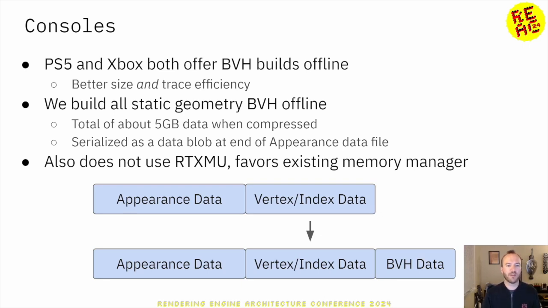As far as how data was serialized, vertex and index data is tacked onto the end of a serialized appearance file in a big blob. So following this example, BVH data is added in another blob at the end of the file after that. Serialized subobjects within the appearance data point to this data with offsets so that the appropriate portion of the blob can be deserialized at load time.